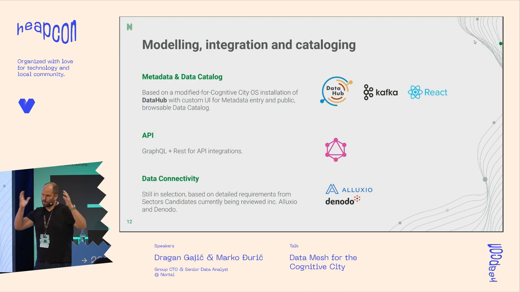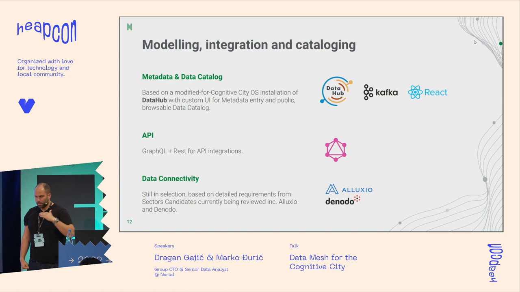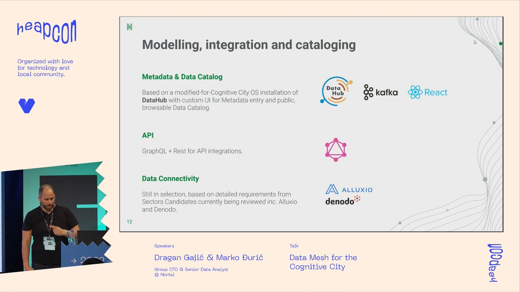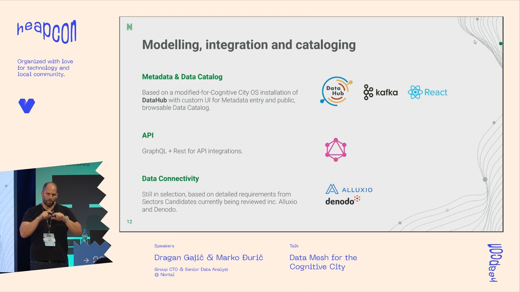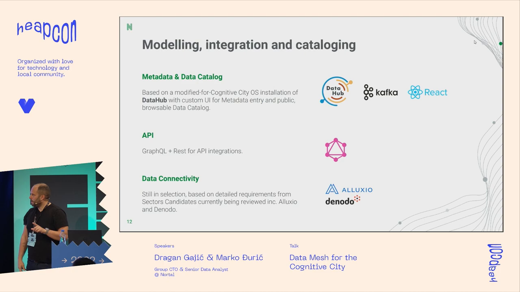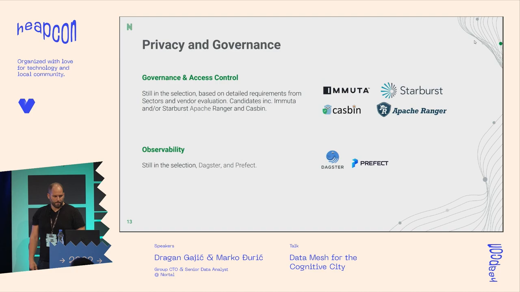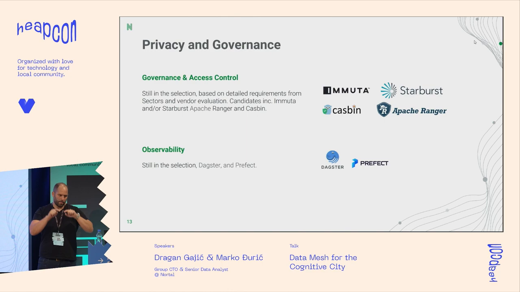I don't have much time, so I will speed it up a bit, and I will just mention some tools that I think are important. Starting from DataHub, as a metadata and our data catalog, if you remember in the architecture slides, it's sitting there in the central part of this decentralized structure. So DataHub as a data catalog. For the API, we have GraphQL and, of course, REST API. Privacy and governance is also one thing that is sitting there in the middle of the architecture slide. It's, of course, also important.